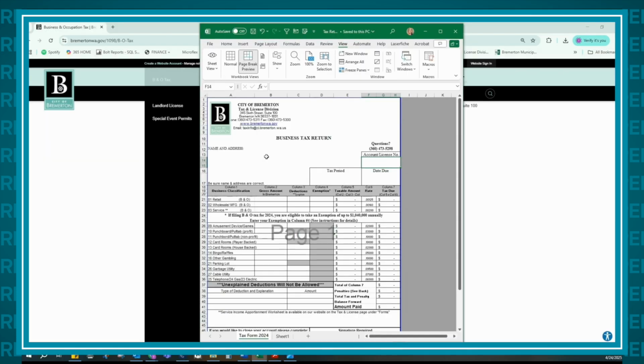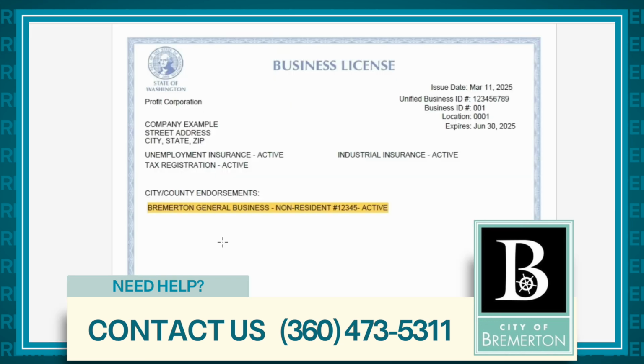Once you have the form in front of you, the next thing you'll want to do is fill out some basic information, including your business name, business address, the tax period, and your City of Bremerton account or license number. If you do not have that number handy with you, we're more than happy to provide it. Just call our office at the number on screen. Please know you can also locate the number on your business license listed under the city and county endorsements, along with your Bremerton business license ID. It will be the last 5-digit number located in that line item.